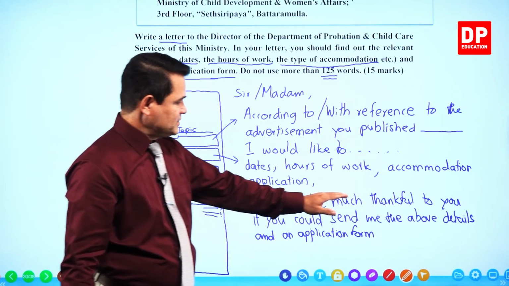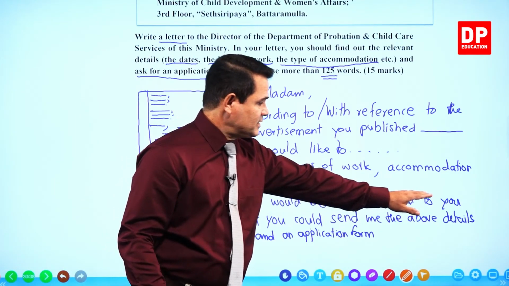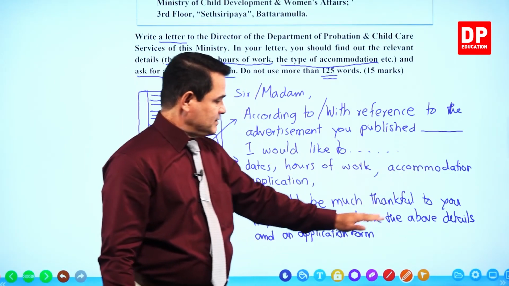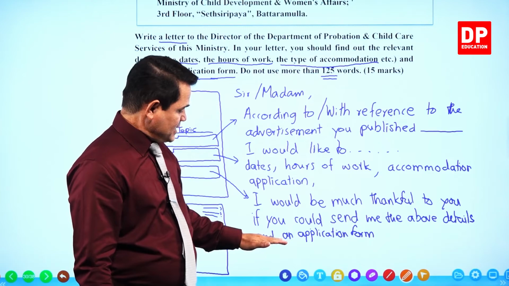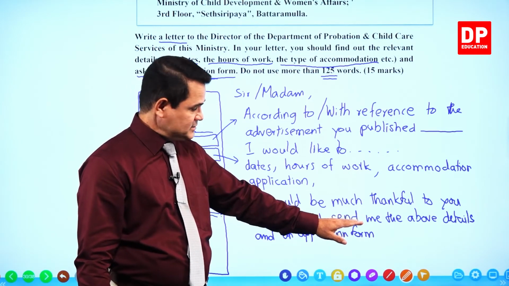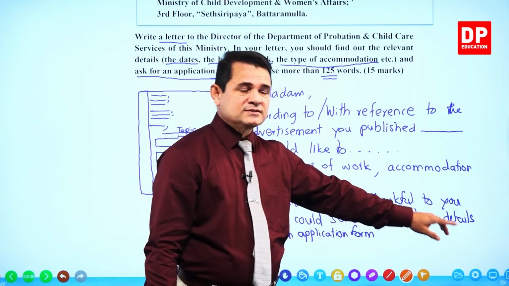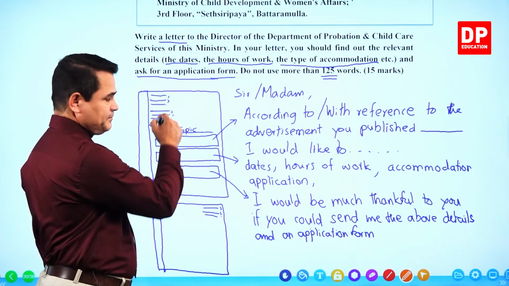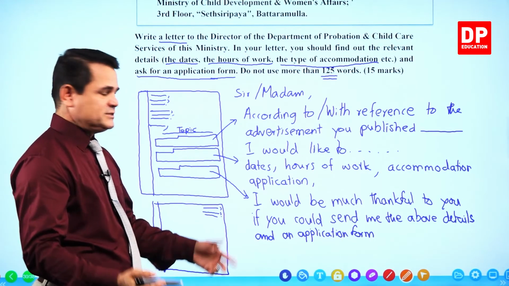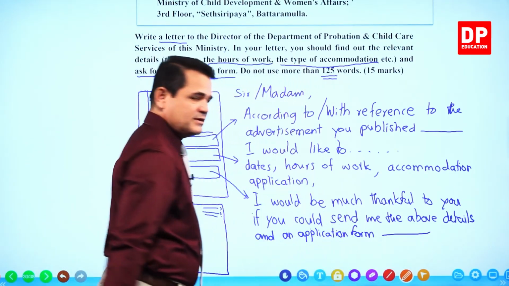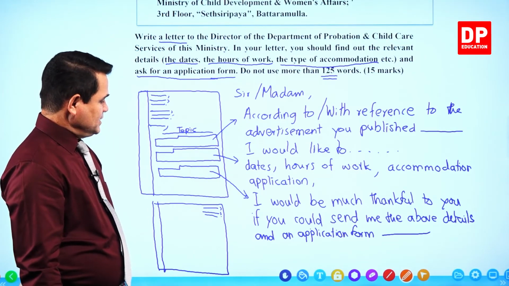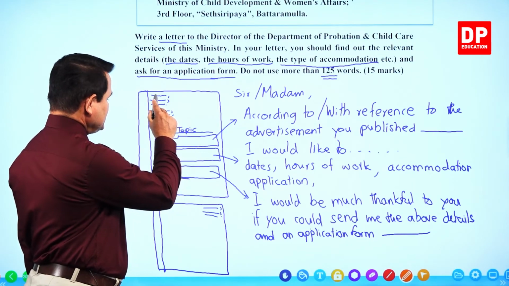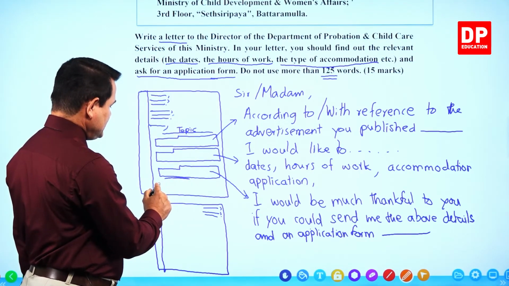I would be much thankful to you. ඔබට ස්තුතිවන්ත වෙනවා to you if you could send me the above details. ඉහත විස්තර මට එවන්නේ නම් and an application form. අයදුම් පත්‍රයක් සමග to the above address. ඉහත ලිපිනයට. ඉහත ලිපින means that you have mentioned your address here. To the above address as soon as possible. So you can just complete that sentence. Then finally say thank you. As you started the letter here, you have to finish the letter here.